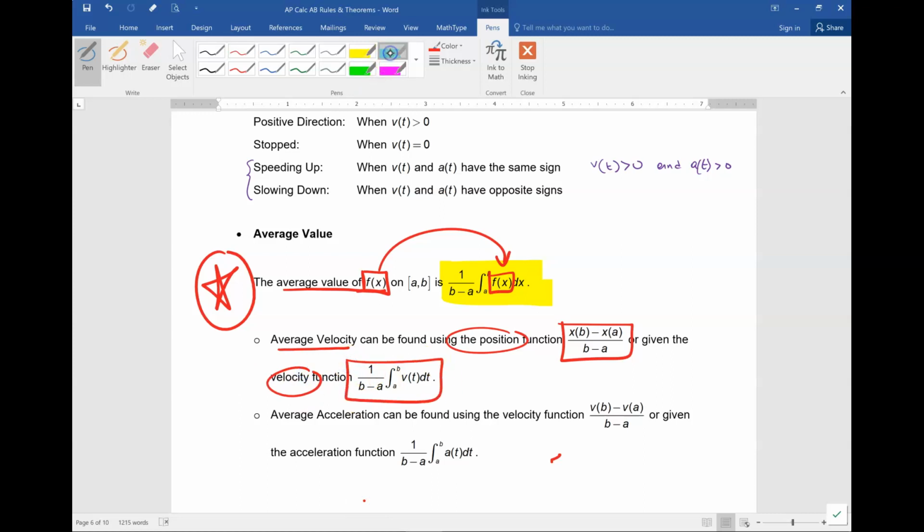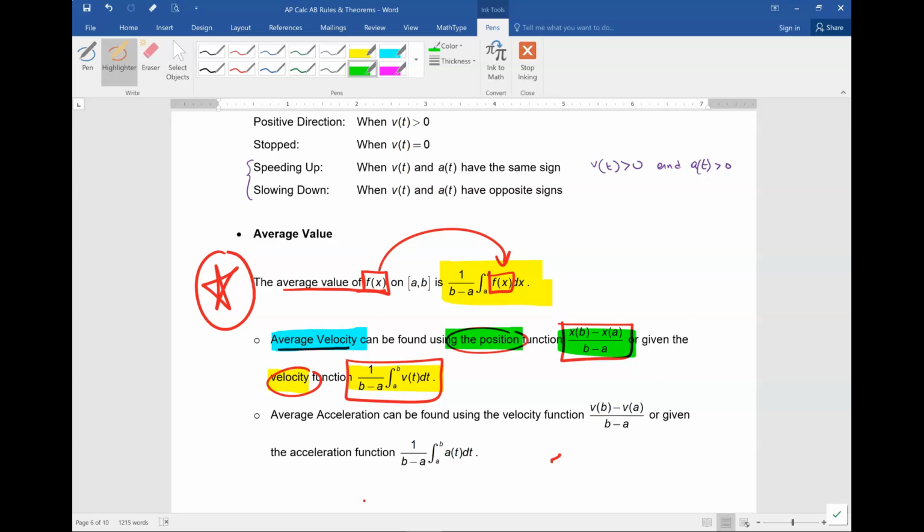Let me recap this. Suppose you want to find average velocity. Ask yourself, what am I given? If you're given velocity, use this. If you're not given velocity and you're given position, use that. By saying average velocity, that's assuming the average rate of change. Yes, it's exactly the same thing, but now you have to look at what it is that you're given.